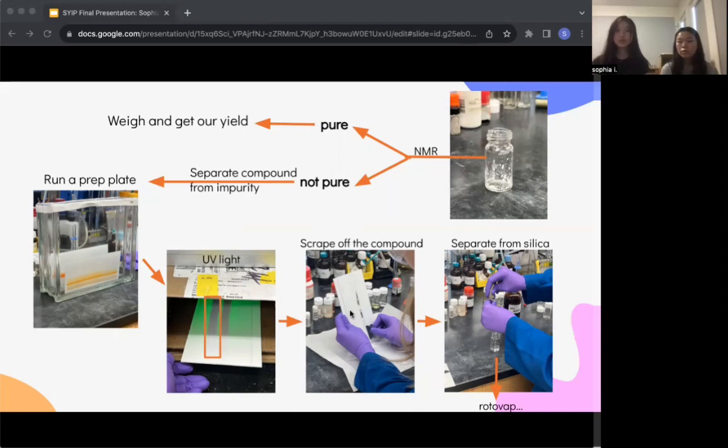After that, what we need to do is to separate the compound from the silica. So we transfer all the powder into another pipette with cotton inside. Add some polar solvent into it and use a pipette pod to squeeze down the compound. Then put the solution we got into the rollavap again and get our yield if we're sure our product is pure.